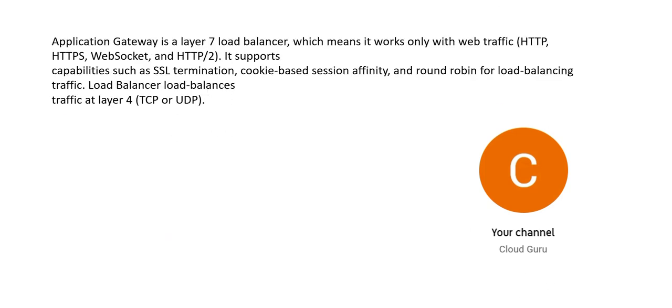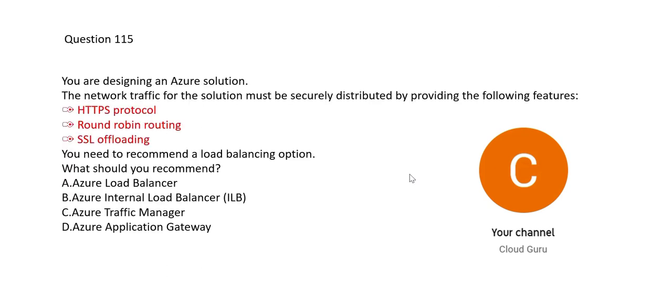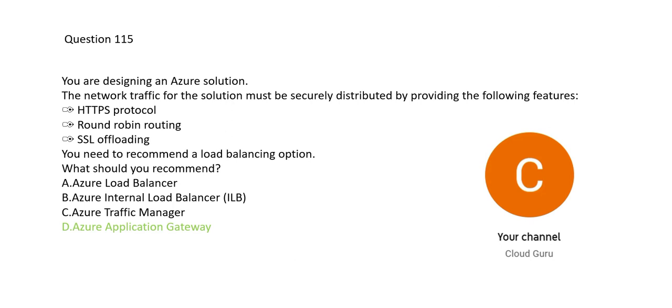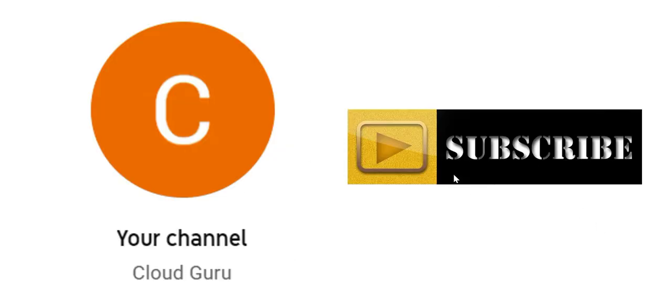So application gateway is a layer 7 load balancer, which means it supports HTTP, HTTPS, WebSocket, etc., and it also supports SSL termination. Okay, and these are the other features. Load balancer, it is a layer 4. So Azure load balancer is layer 4. Application gateway is layer 7. In this case, application gateway would fit the bill. We'll lock this answer.